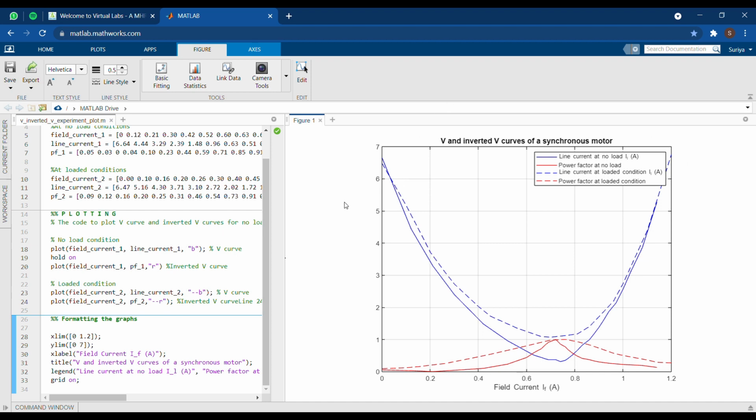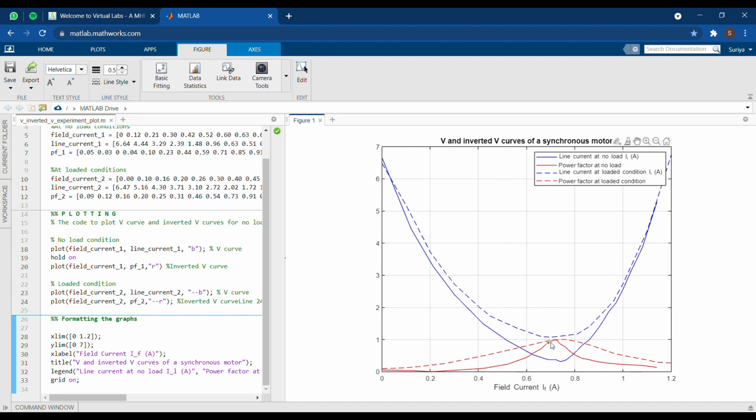I have plotted the V and inverted V curves of the synchronous motor at no load condition and loaded condition in the same graph sheet using MATLAB. The solid lines indicate the V and inverted V curves of a synchronous motor at no load, while the dotted lines indicate the V and inverted V curves of this synchronous motor at loaded condition.